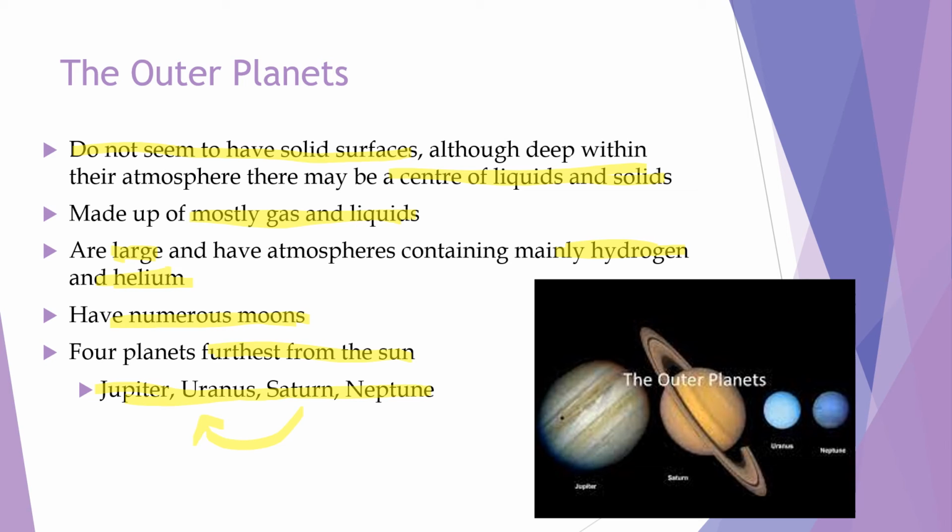These planets lack solid surfaces, but their cores are of solid material. They're again made up of gases, mainly hydrogen. They're also known as gas giants, and they're going to have longer orbit periods because they're further from the sun. So the time or the distance of their orbit is going to be much larger than the inner planets.